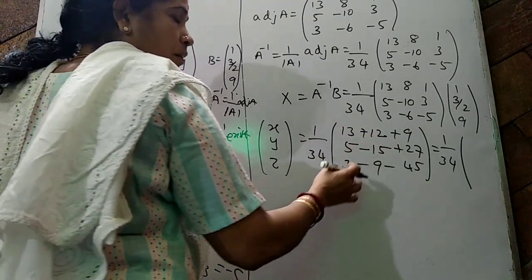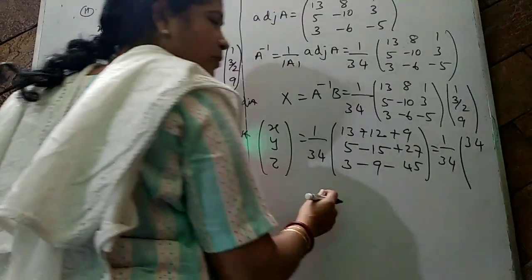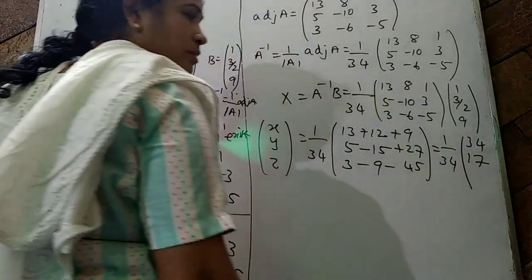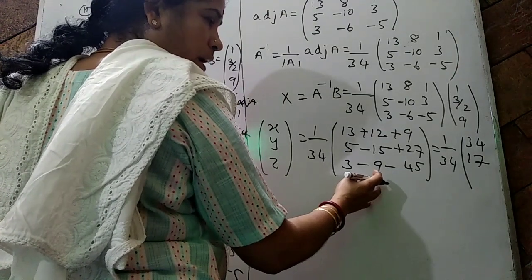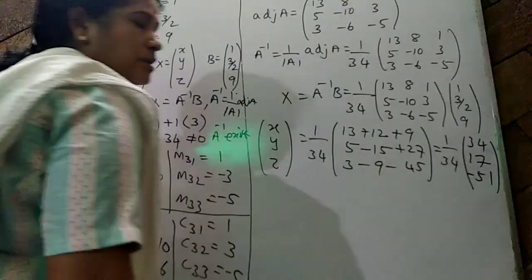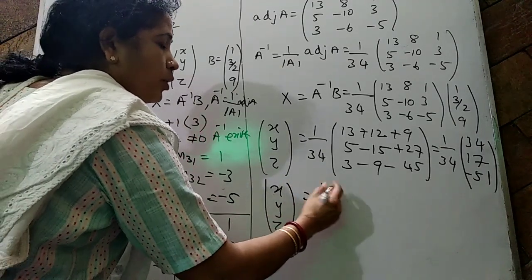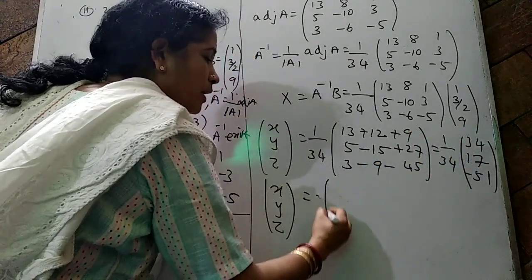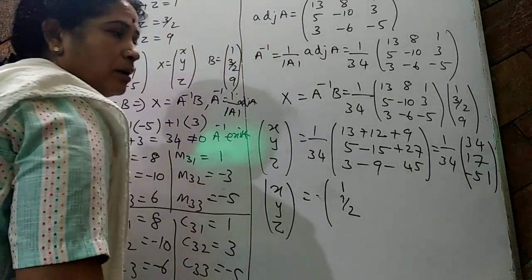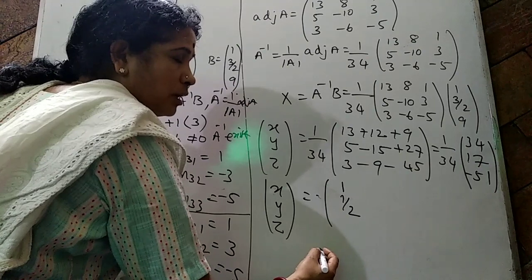This one is how much? 34? 34. Okay, next one, tell me. This one, 10, 17. 17, am I right? Okay. Now this is again, I think 6, this is minus 6, minus 51. Now x, y, z: you have to check the calculation, please. 1 upon 34. Now I am opening this 34, we will get 1. Now this we will get 1 upon 2. And this we will get 3 upon 4, 3 upon 2. Check the calculation.